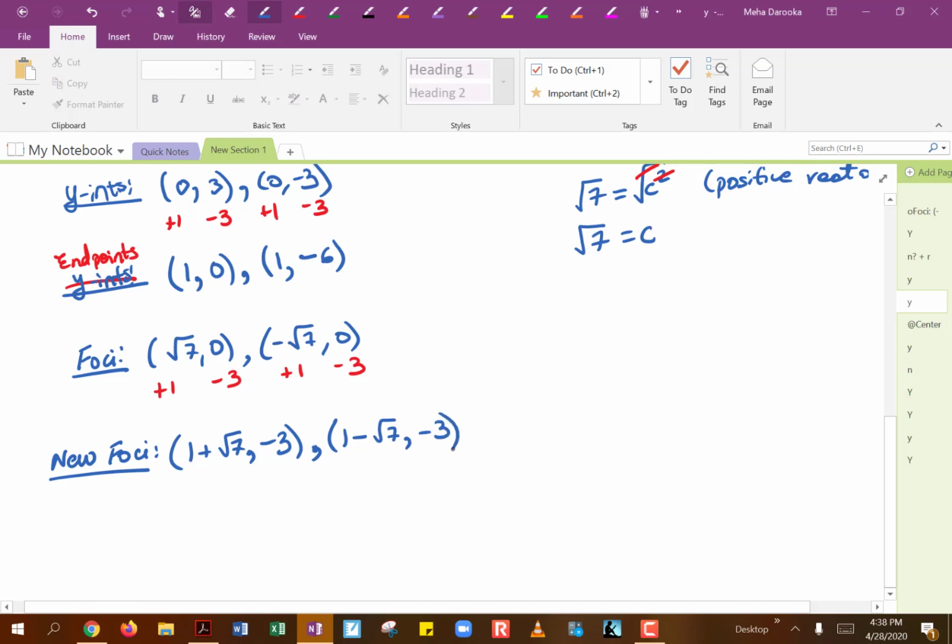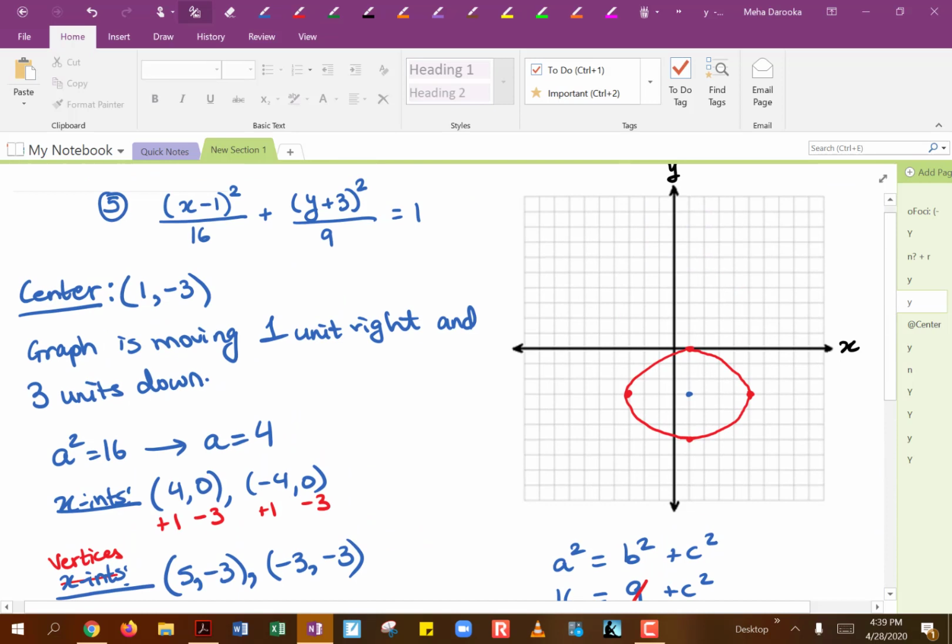Now of course we're going to need decimal approximations for these, so we can see where on the graph they will fall. So 1 plus square root of 7 is approximately about 3.64, and negative 3, and then 1 minus square root of 7 would be approximately negative 1.64 and negative 3. So let's see, positive 3.64.